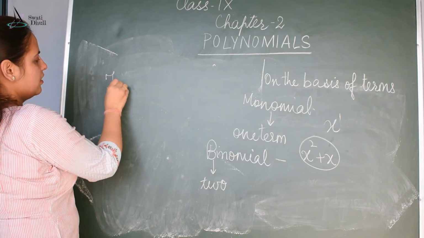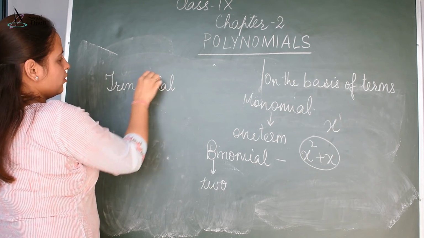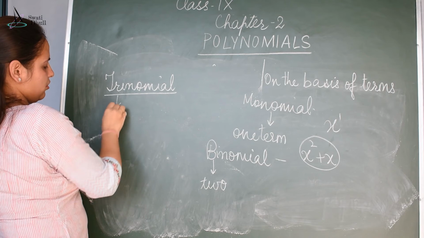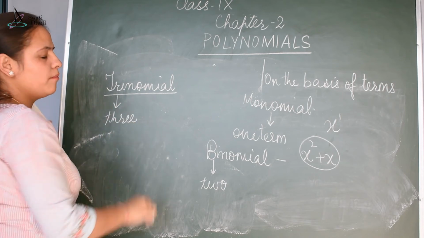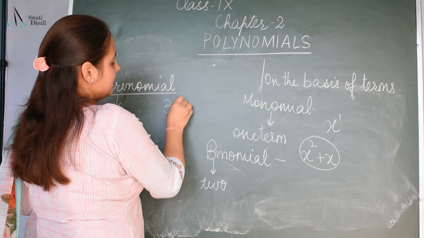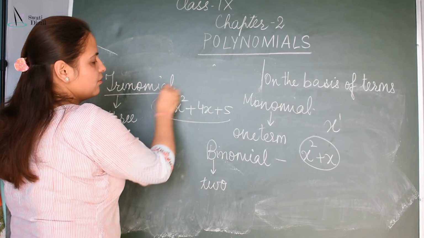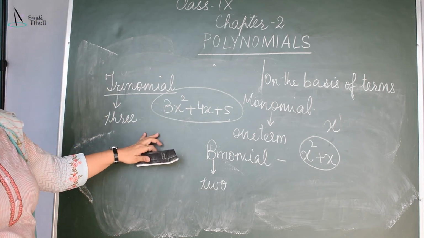Then you have trinomial. Tri means 3. So a polynomial having 3 terms is known as a trinomial. Let's say 3x square plus 4x plus 5. It has 3 terms, so it is a trinomial.